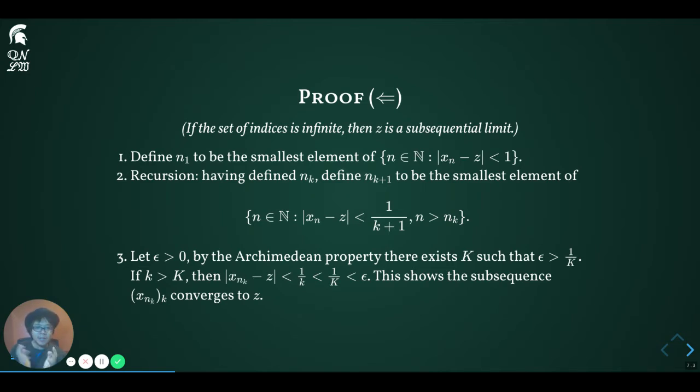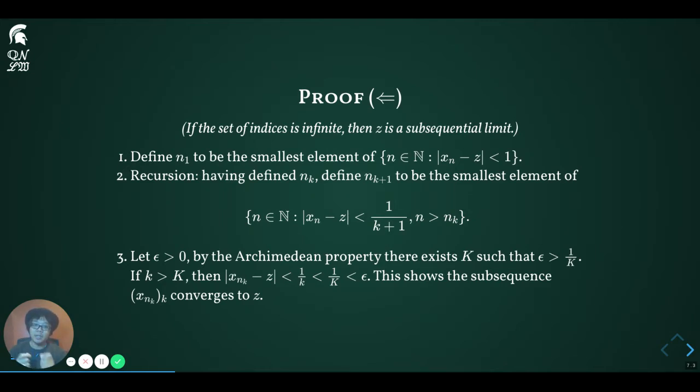This remainder is non-empty because we know that the set of all indices for which x sub n is within 1 over k plus 1 of z is an infinite set by hypothesis. And there are only at most finitely many indices that can be less than or equal to n sub k. So there are still infinitely many left over after discarding, and so there is at least one that I can choose. By our construction, this index must be larger than n sub k, guaranteeing that the selection function is strictly increasing.